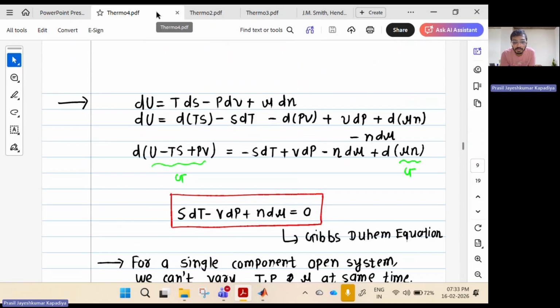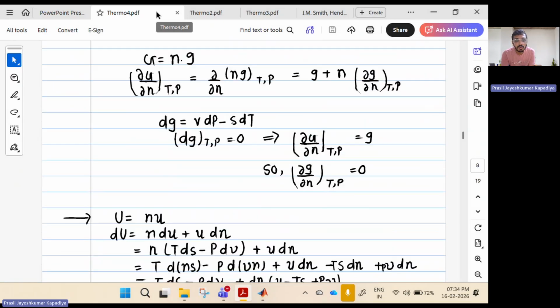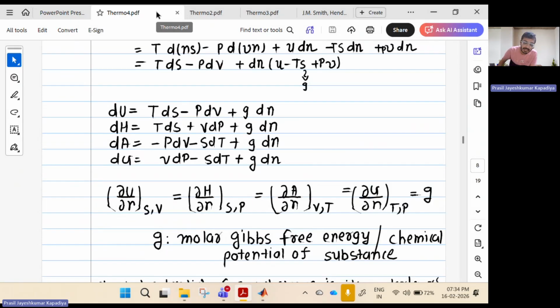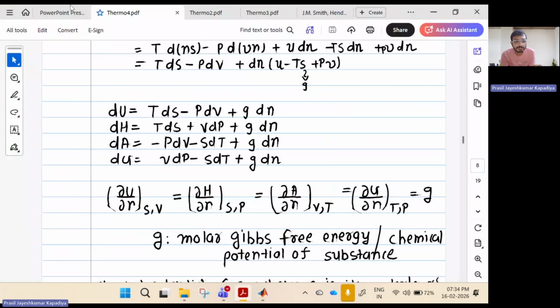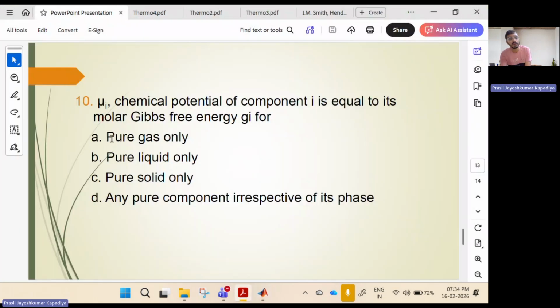that mu is equal to G, here we are nowhere saying that this is for liquid, this is for gas, or this is for anything. So this is true for all kinds of systems, pure gas also, pure liquid also, pure solid also. For any pure component, irrespective of its phase, mu i will be equal to its partial molar energy. We can check this.